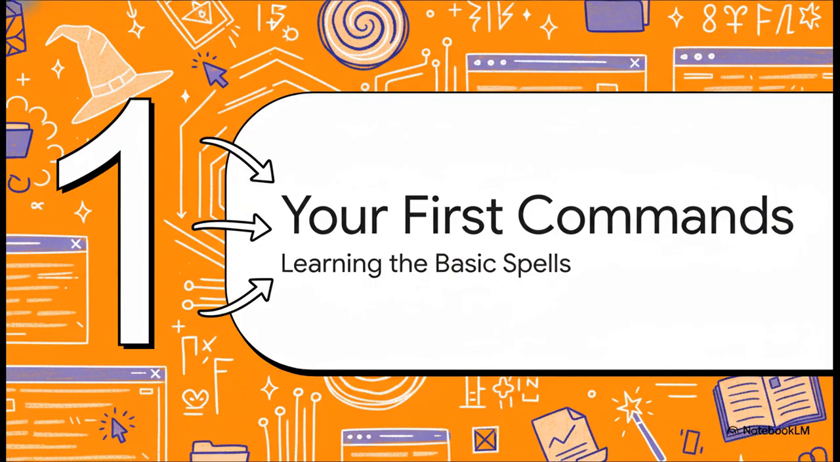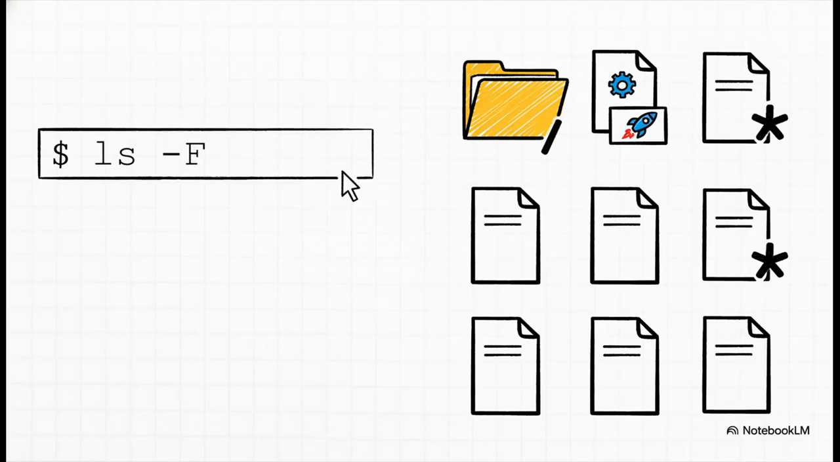Okay, so we've got our translator ready. Now it's time to actually learn our first few spells. These are the basic, fundamental commands that let you look around, read things, and make changes in this new text-based world. Let's start at the beginning. The very first thing you're going to want to do in any new place is, well, look around. The command for that is ls. Just typing ls and hitting enter lists all the files and folders right where you are.